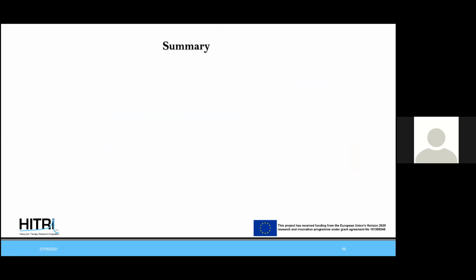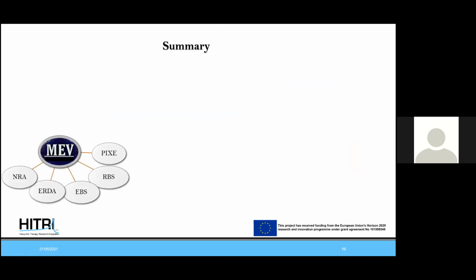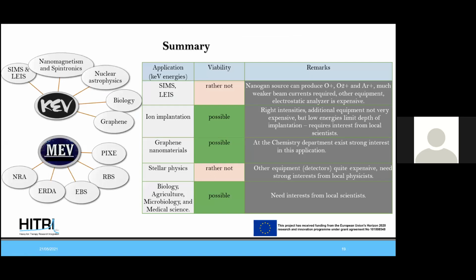And as a summary, I would like to present what we realized about those methods. This table presents our conclusion just for low energy applications, which are feasible and which are not. SIMS and LACE are not feasible because one part of the equipment, the electrostatic analyzer, is the most expensive. A nanogun source can be used for those two methods, but the problem is that with a nanogun source we get higher currents, and those methods use less current. So it's not smart to buy a more expensive ion source to get lower currents. Then we need much more equipment to decrease the current.